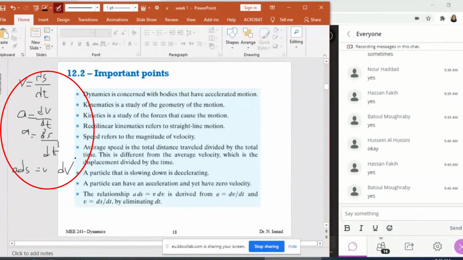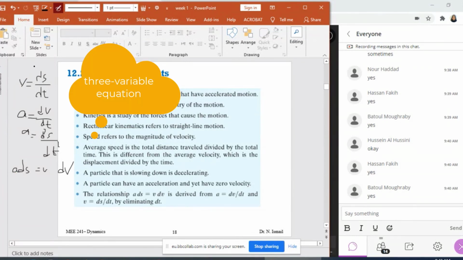But I want you to know that each of these 4 equations is a 3-variable equation, which means, guys, if I take the first one, how many variables do I have here? You can answer me on the chat. Yalla, guys. How many variables do I have here? V, yes, 3. Good, Hassan. V, S, yes, Abbas, there are 3. V, S, and T. I have 3 variables.